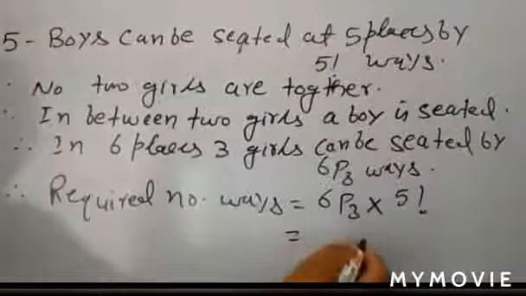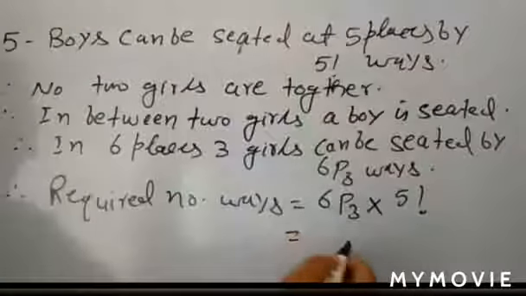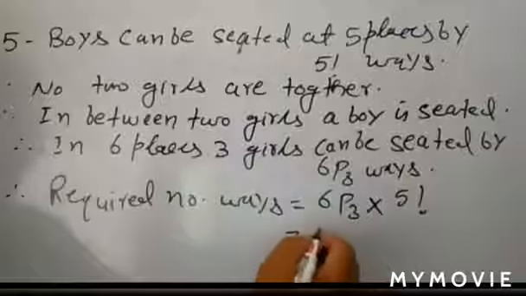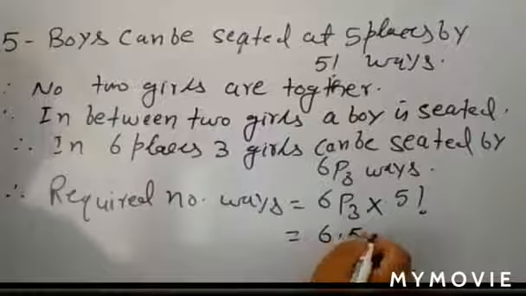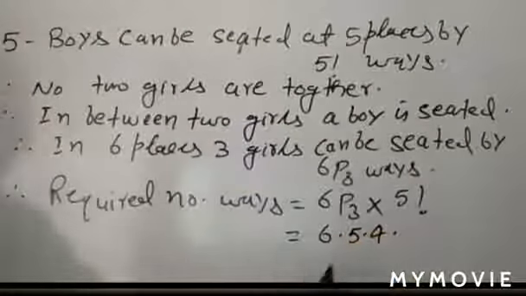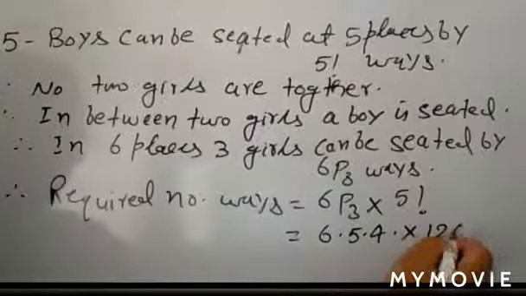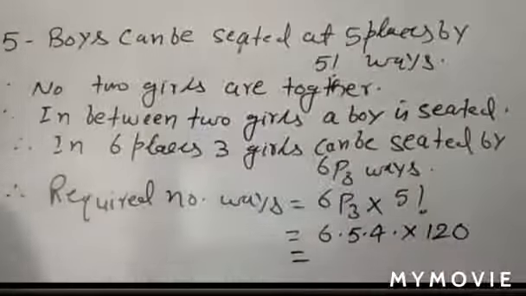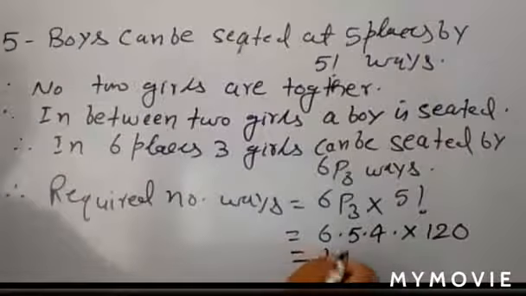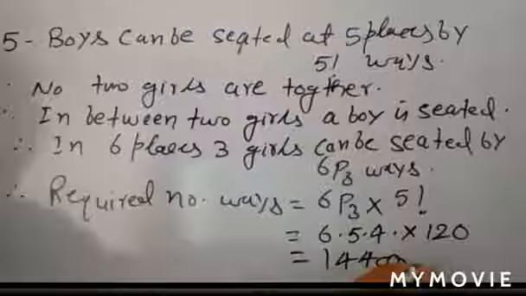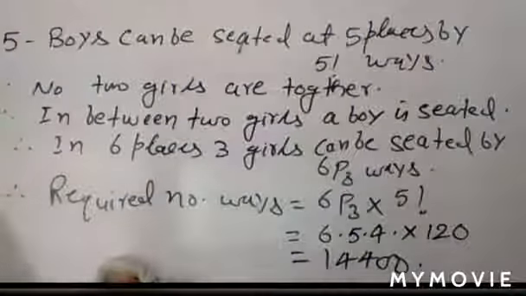So the value of 6P3 can be written: you start from 6 and write 3 terms by taking the difference of 1 in descending order. So first you write 6, then 5, then 4. So that gives the value of 6P3. And the value of factorial 5, you know, is 120. Multiplying all that, you have 14,400. So 14,400 arrangements are there in which the 2 girls are not together.